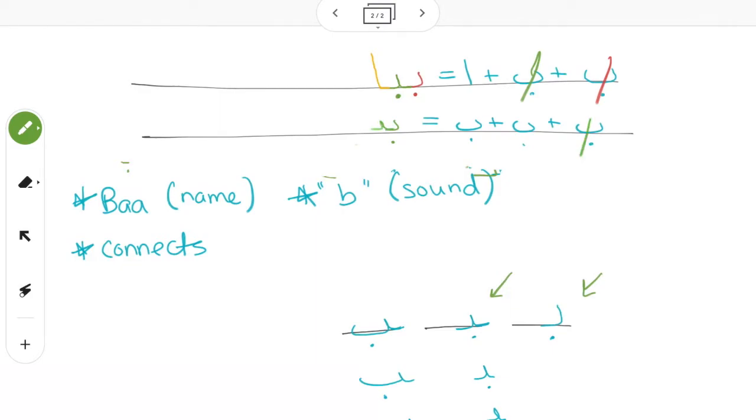The second one, it's sandwiched in between, so it is medial position. And the third one is final position. So look, final position takes both of its vertical lines. So we're going to take that connecting line and do a full form ba. Notice how the first two are about half the size, and the last ba is its full size. So I want you to practice writing that a couple times.